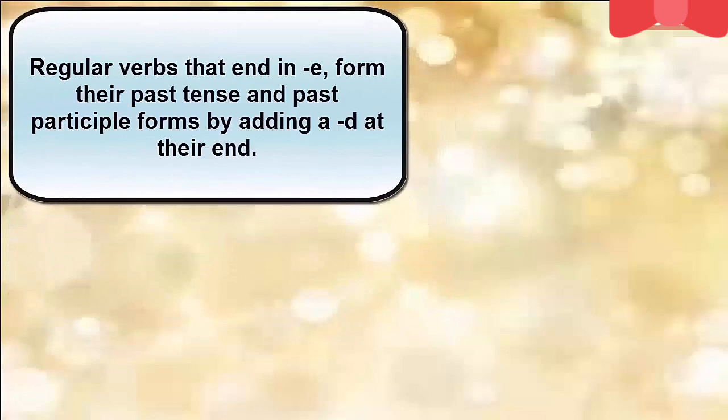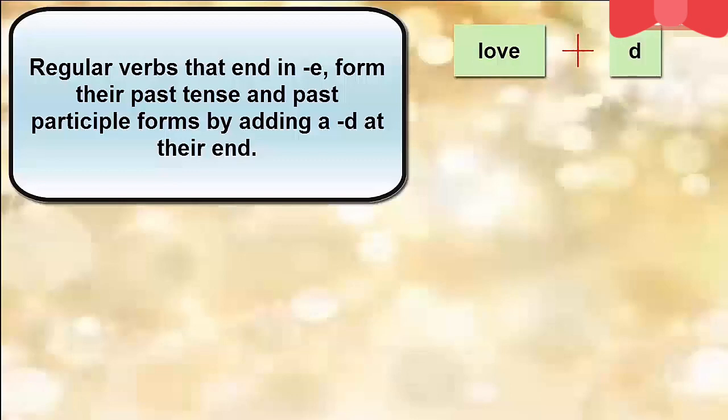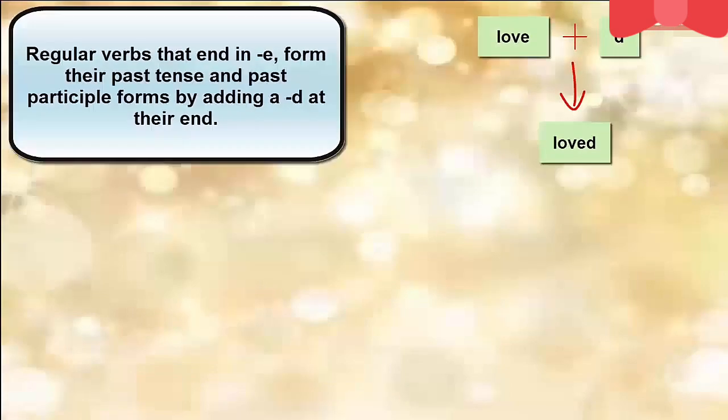Regular verbs that end in e form their past tense and past participle forms by adding a d at their end. For example, the verb love ends in e, hence, its past tense and past participle is formed by adding a d at the end. Here are some examples.